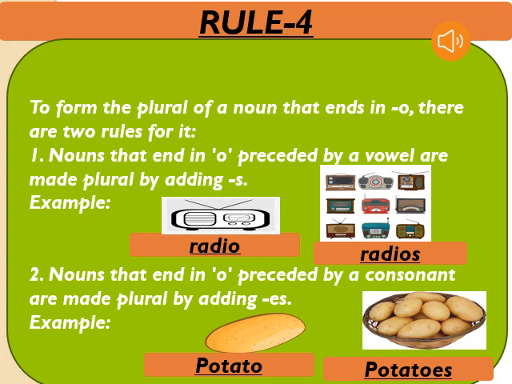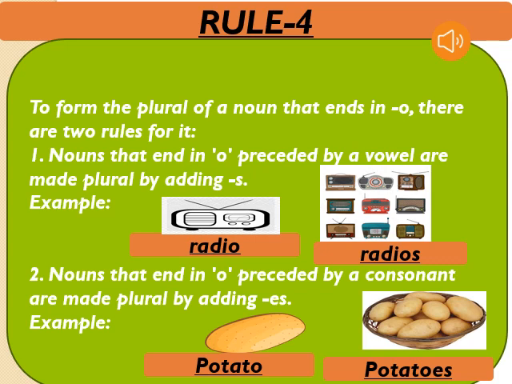So rule number 4 says to form the plural of a noun that ends in o, there are two rules for it. Once again I am repeating. There are two rules for the words which are ending with the letter o. First is nouns that end in o, if they are preceded by a vowel are made plural by adding s.